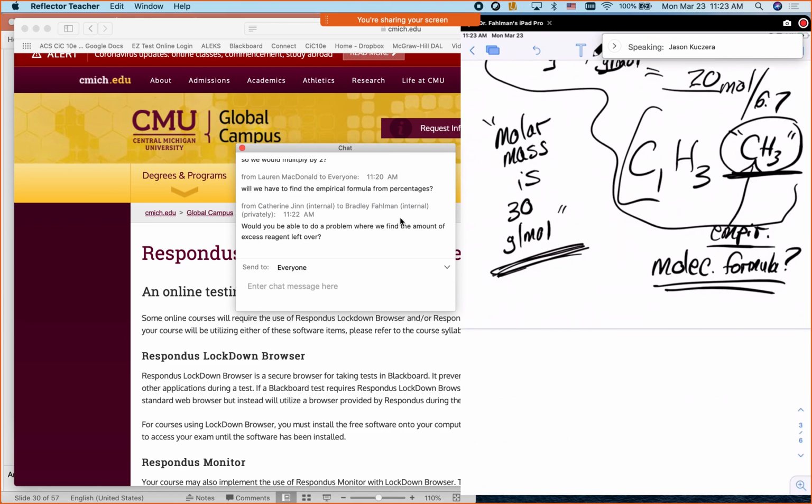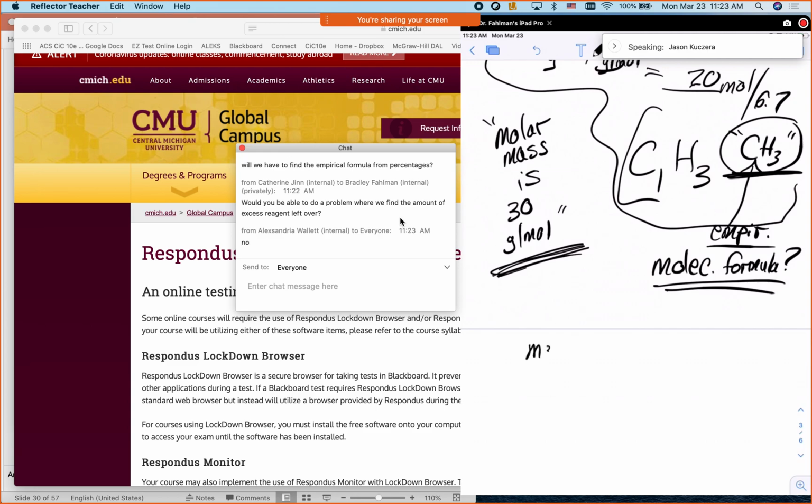Remember, the molecular formula divided by the empirical will be a certain integer. So molecular mass over empirical mass. In this case, we have 30 as the molecular mass, and the empirical mass is just 12 plus another 3 for hydrogen, so that's 15.